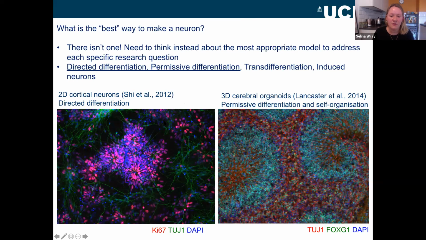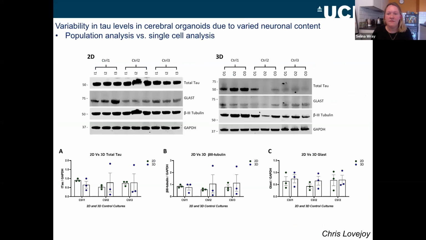Now, for a long time, we were using 2D cortical neurons, but we've recently moved more into cerebral organoids. And the reason for that is because we have a couple of research questions where we believe a 3D system is more appropriate and more necessary. But one of the things that we've had to consider is that our work is not single cell. We're looking at bulk population biochemical readouts.